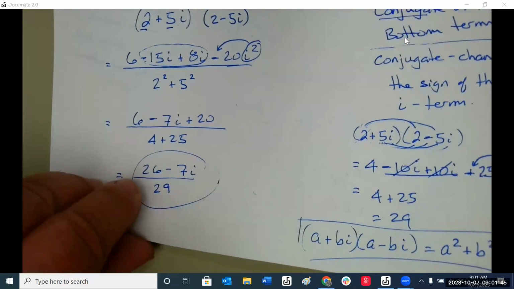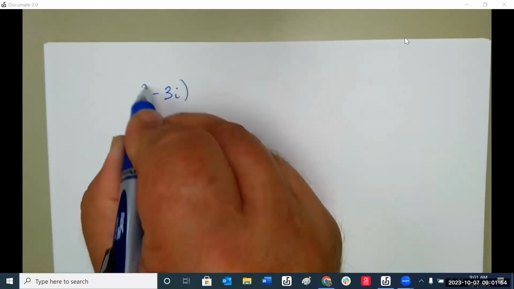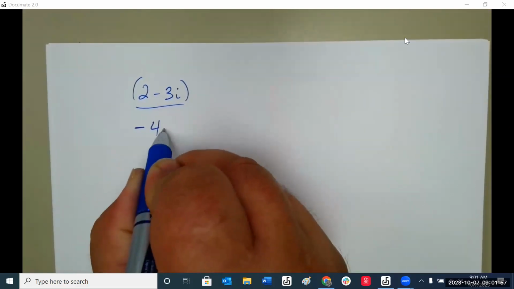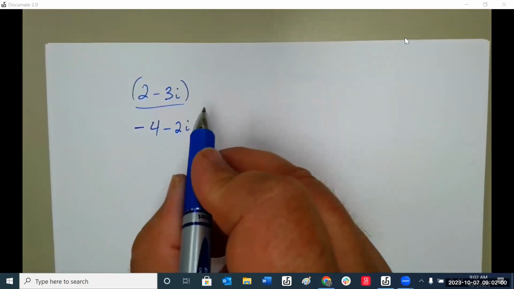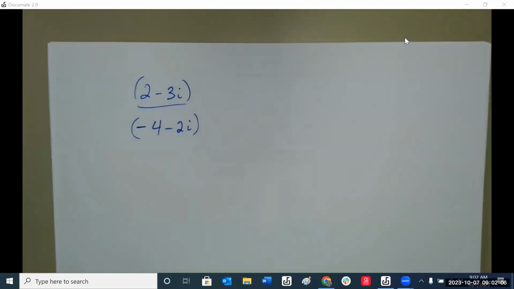It looks tough, but with practice, it goes much faster. Here's another example. What I like to do is whenever I have complex numbers, I always put them in parentheses so I don't mess up anything. Go ahead and solve it.